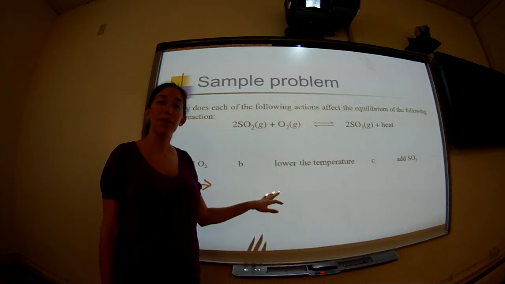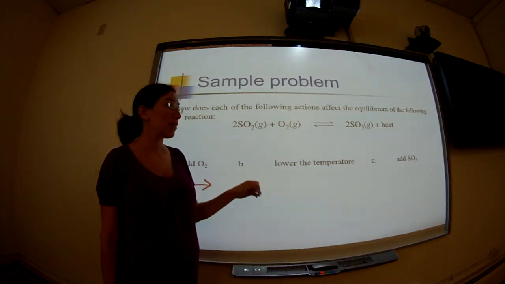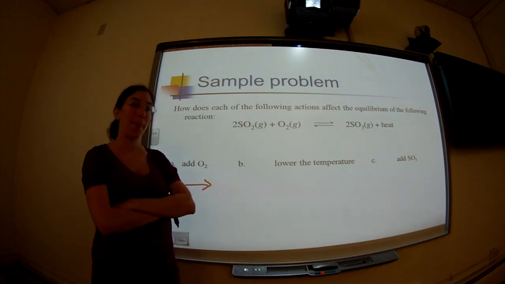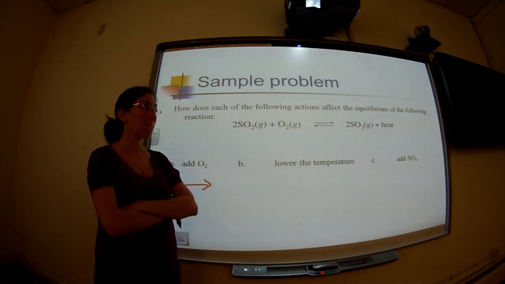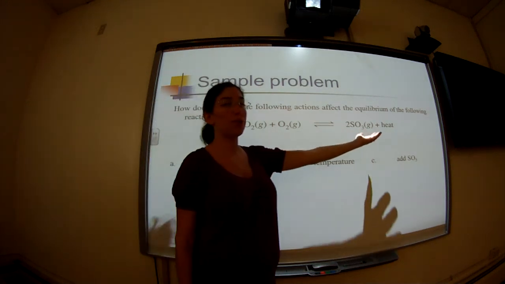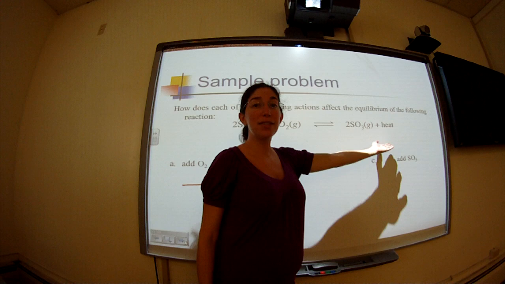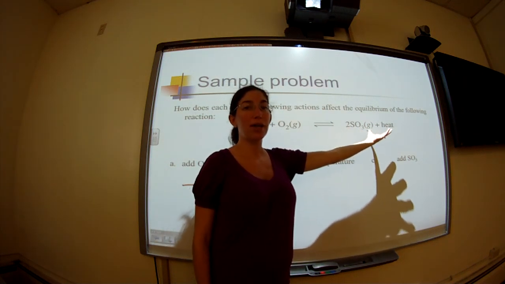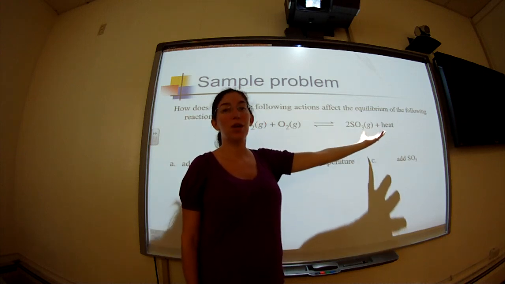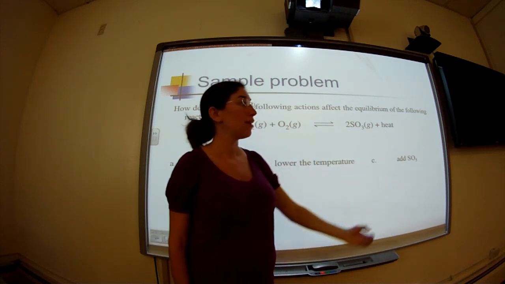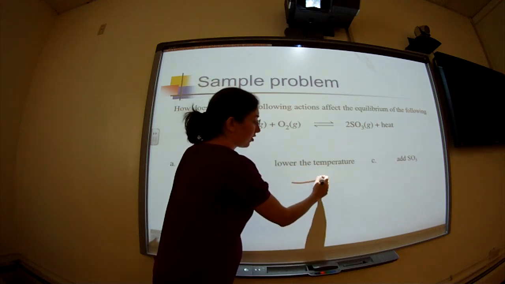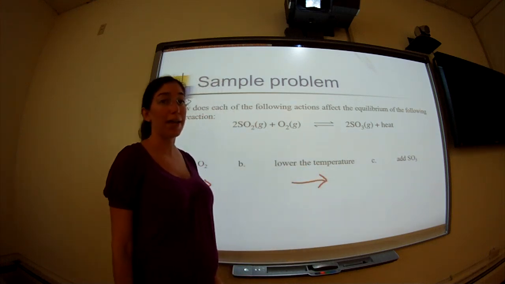How about B? What if we lower the temperature? I'll give you a minute to think this one out. If we lower the temperature, it's like heat is a product. This is an exothermic reaction. Heat is a product, so if we lower the temperature, it's like we're removing product. Therefore, the reaction is going to shift in that direction, towards the product, to the right.